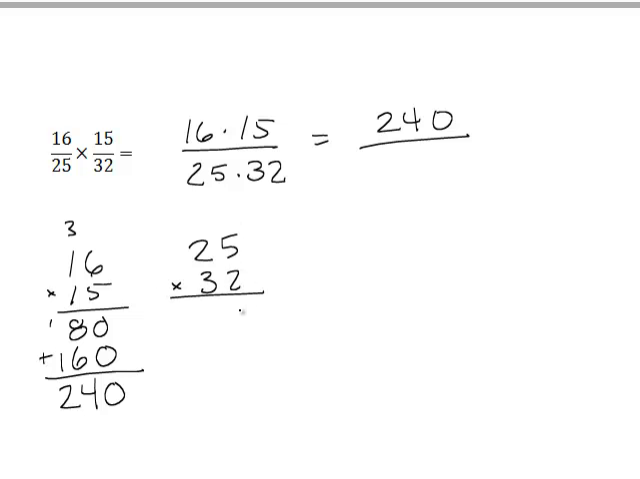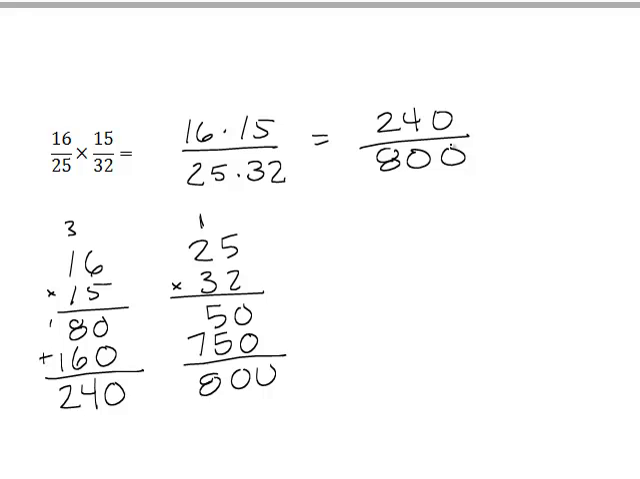5 multiplied by 2 is 10. 2 times 2 is 4, plus 1 is 5. Put a placeholder 0, we have 3 times 5 is 15. Again, carry a 1, 6. 3 times 2 is 6, plus 1 is 7. So this would be 800. And we can put this over 800.